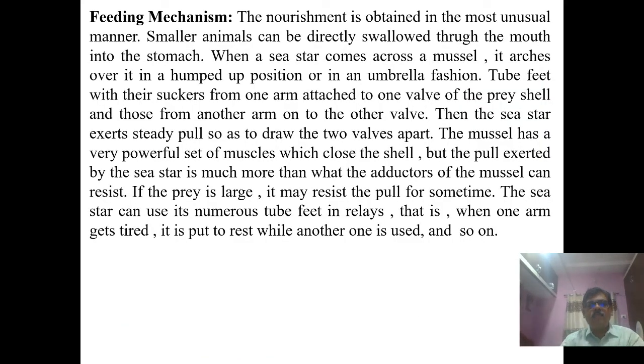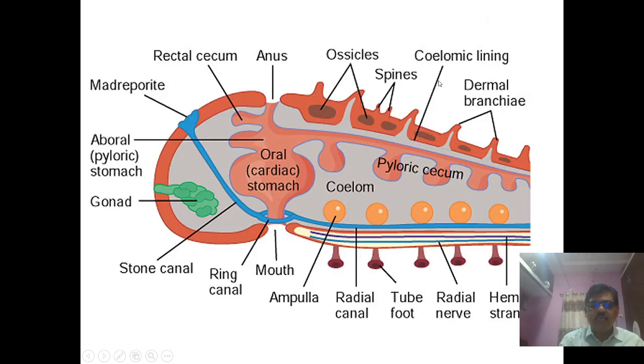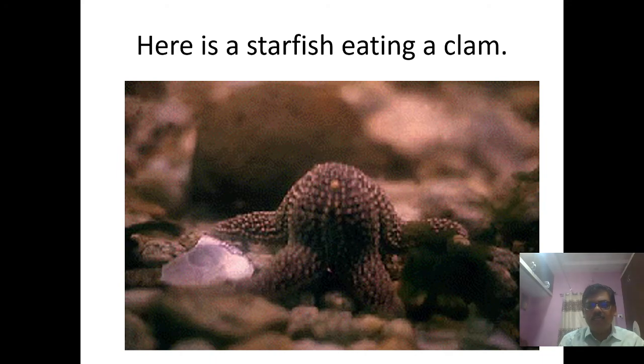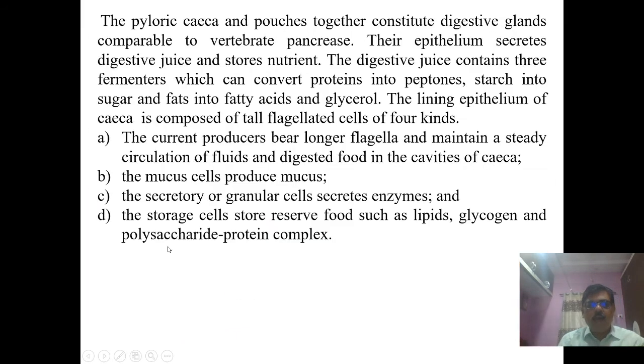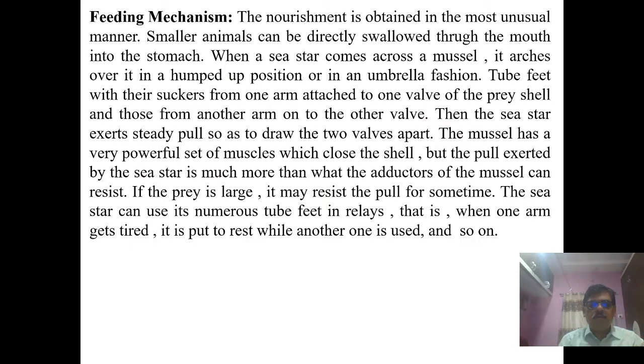Then the feeding mechanism in the sea star: the nourishment is obtained in the most unusual manner. Smaller animals can be directly swallowed or engulfed through the mouth into the stomach. When a sea star comes across a mussel or bivalve, it arches over it in a humped up position or in an umbrella fashion. Means when it captures any food, it shows a humped position like this, as we have said earlier. Here is the oyster and it shows the hump position like this. And then next to this, what?